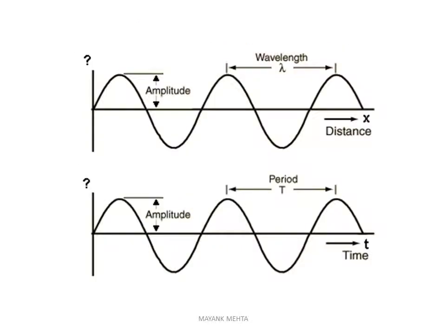Now you can see here two types of graph. The very first graph is the displacement versus distance graph, and the second graph is the displacement versus time graph. So what is the difference between these two graphs? Amplitude is the same in both graphs, but when you are taking the displacement versus distance graph, the distance between two crests is known as wavelength, while in the displacement versus time graph, the distance between two consecutive crests is known as time period.